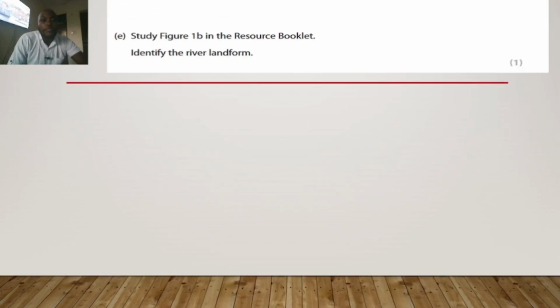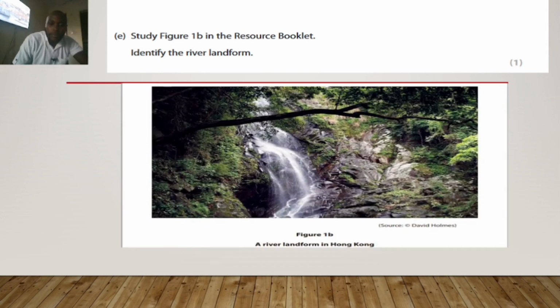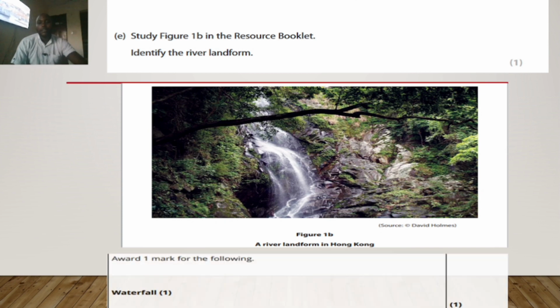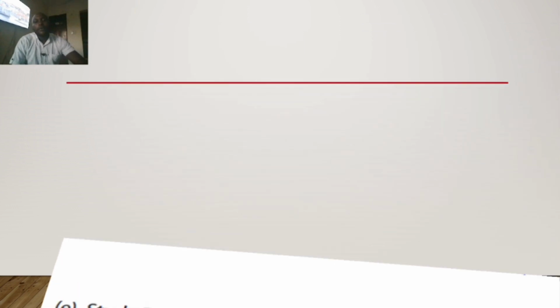Okay, so study Figure 1B in the resource booklet and then identify the river landform. Look at that. A river landform in Hong Kong. What do you think? It's so clear, guys. When you have a fall in the bed of the river, we are having a waterfall. Okay, so that's a waterfall. Then we go to the next question.